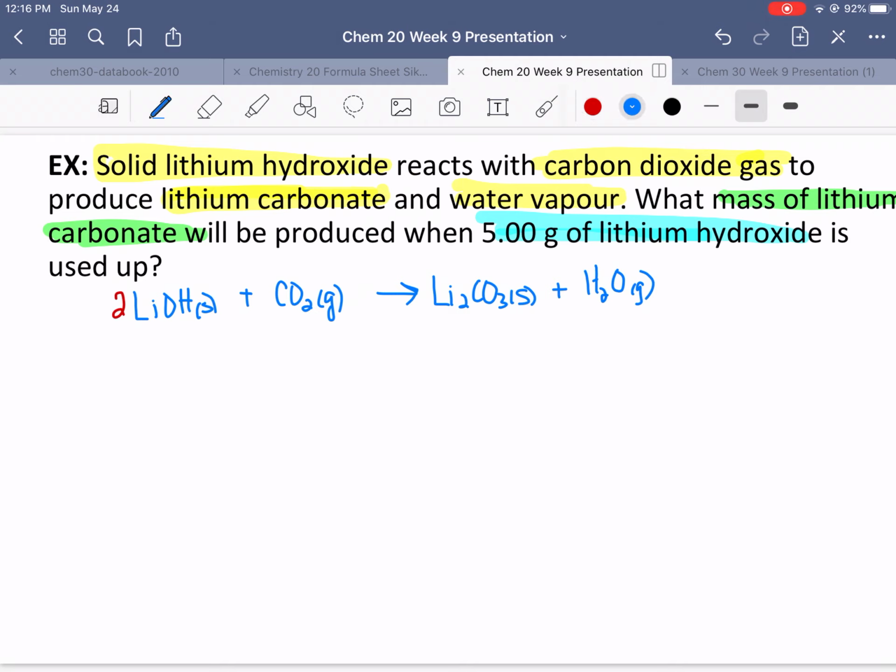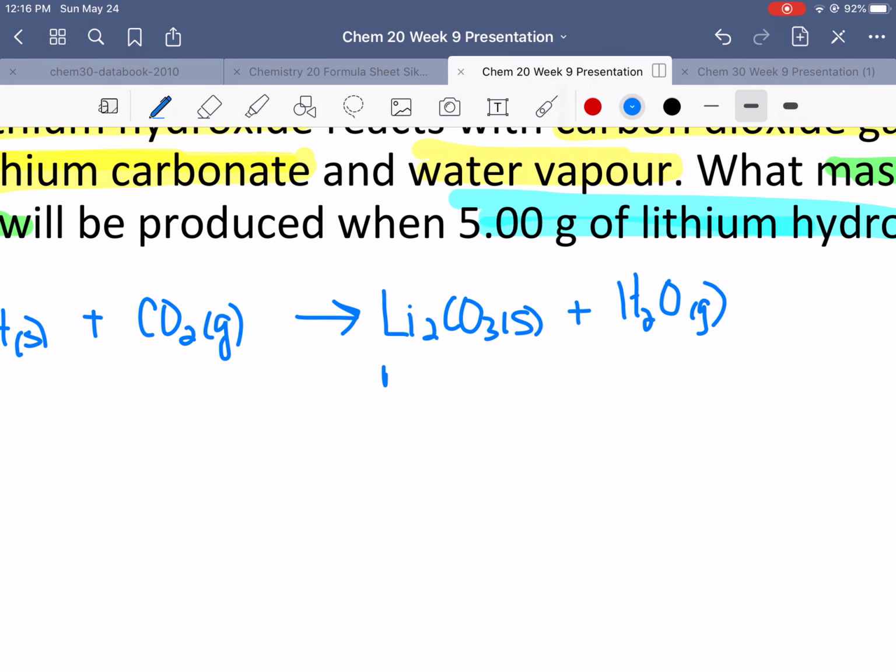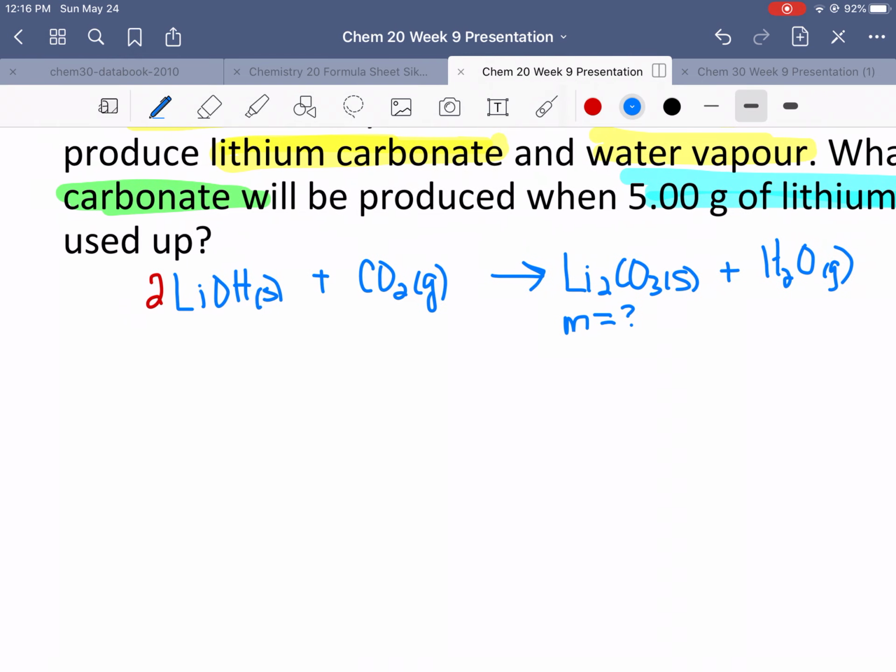Start to write down what you know and what you're looking for. Whole point of the question, what mass of lithium carbonate is produced? Mass equals we don't know. Given 5 grams of lithium hydroxide reacts. Mass of the lithium hydroxide, 5.00 grams.